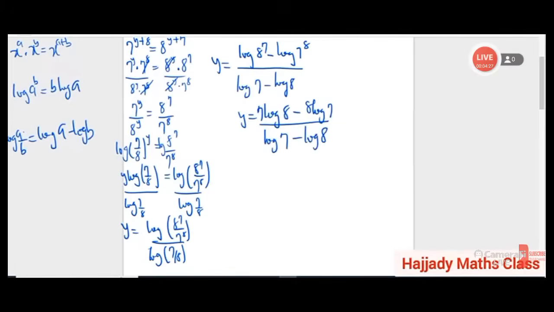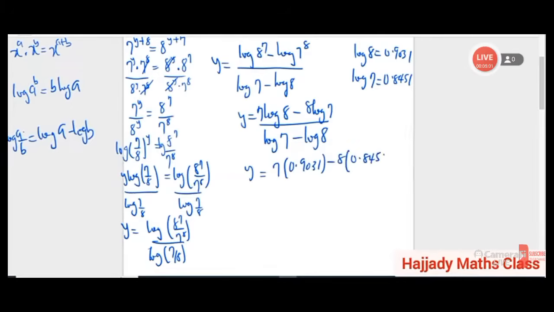And using our calculator, we are going to have that log 8 is the same thing as 0.9031, and also my log 7 equals 0.8451. So my y is going to be 7 into bracket 0.9031 minus 8 into bracket 0.8451, over 0.8451 minus 0.9031.